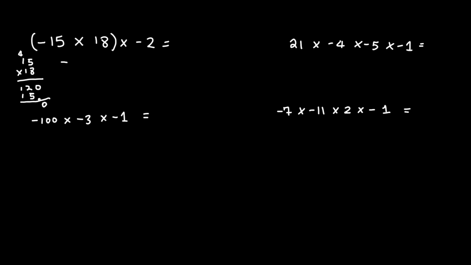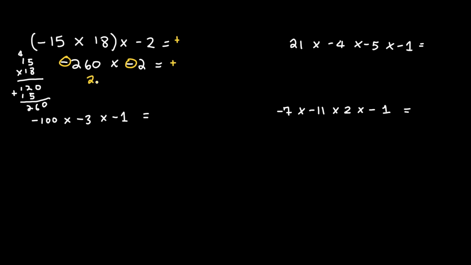Bring down the 0. 5 plus 2, so here we always add. 5 plus 2 is 7, and 1 plus 1 is 2. Negative 270 times negative 2. Our final answer will be a positive number.